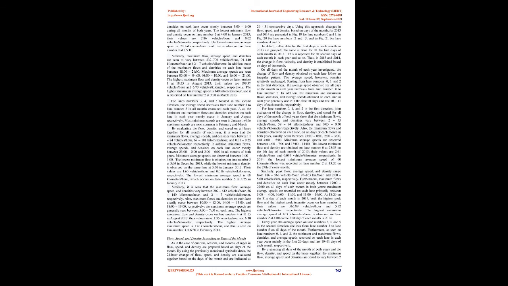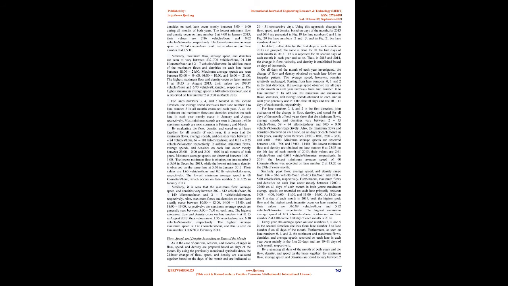At 18:20 on the 31st day of each month in 2014, both the highest peak flow and the highest peak intensity occur on lane number 1, their values are 565.89 vehicles/hour and 5.52 vehicles/kilometer, respectively. The highest maximum average speed of 163 km/h is observed on lane number 2 at 4 o'clock on the 31st day of each month in 2014.